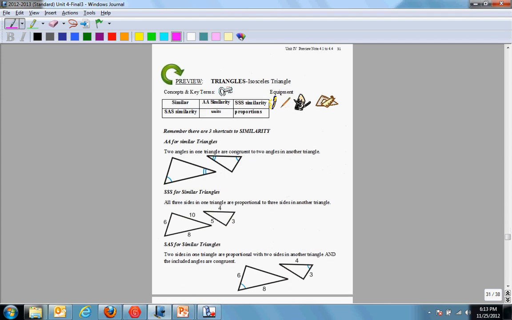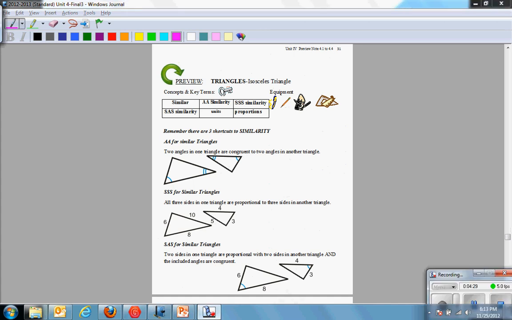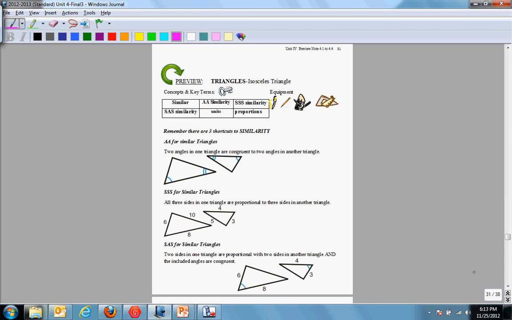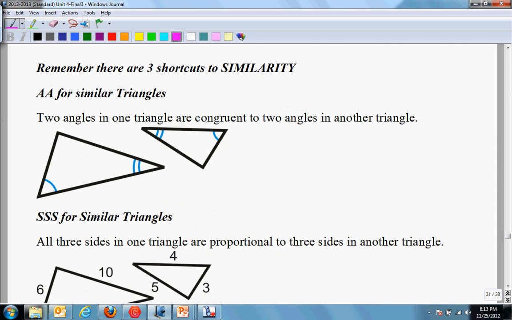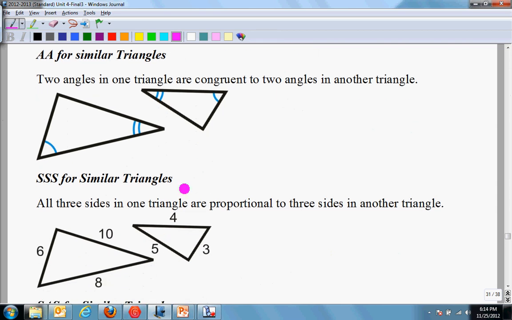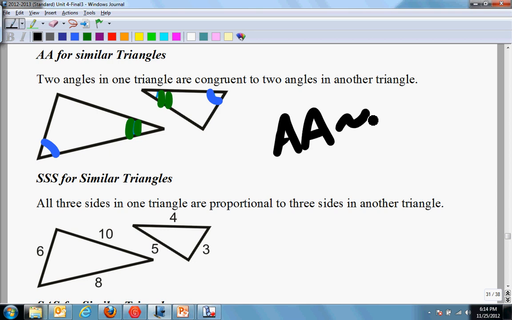Now we're going to take the concept of similarity one step further into two applications. In the past, we learned that there's three shortcuts to similarity, three of them. Shortcut number 1, angle-angle similarity. This happens when we have two sets of congruent angles. That is called angle-angle similarity. Same shape, different size.